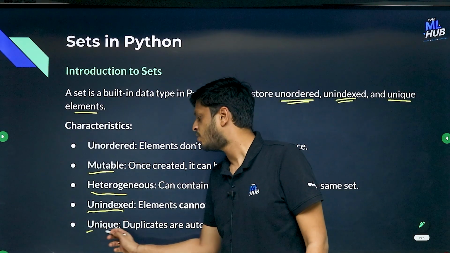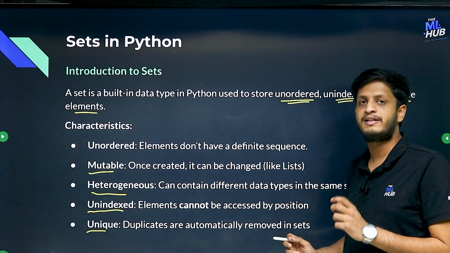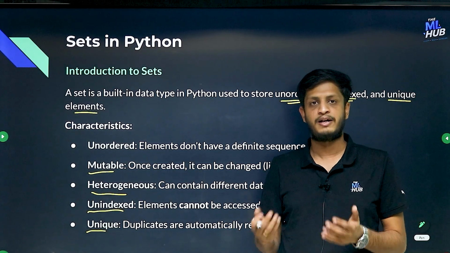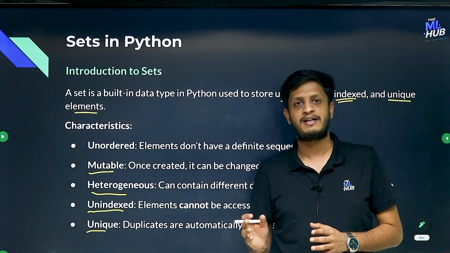And unique. So all the elements in a set must be unique. Duplicates are automatically removed in sets. If you add duplicates, they will be ignored, they will be removed. Only unique elements will be present in a set in Python.